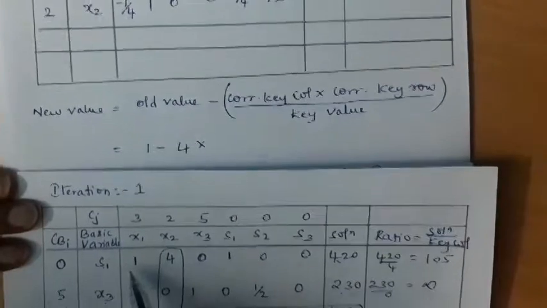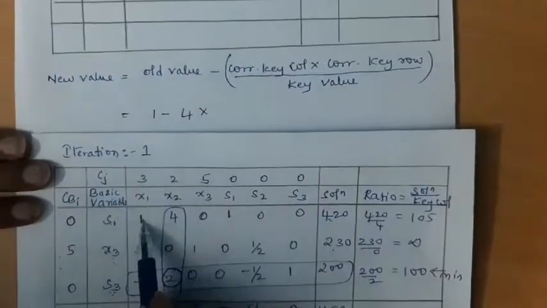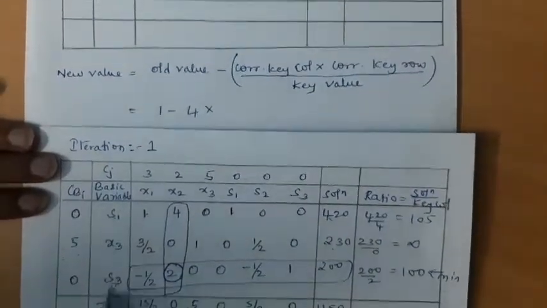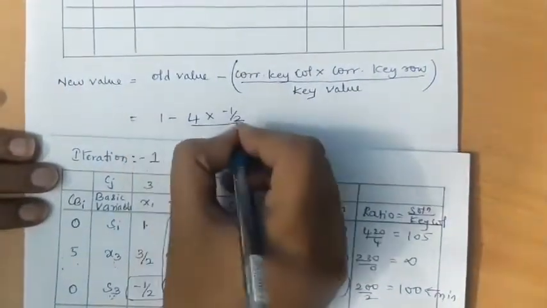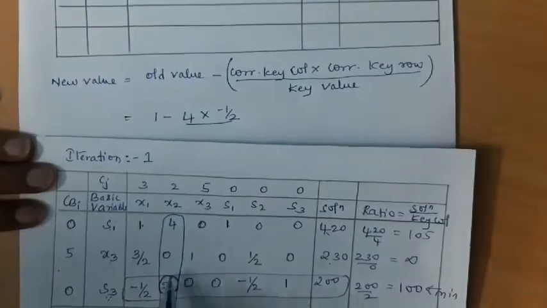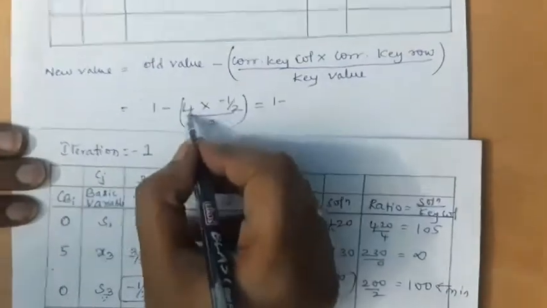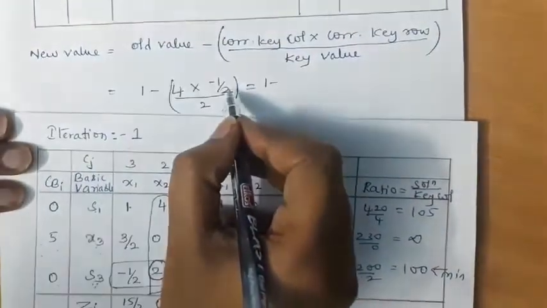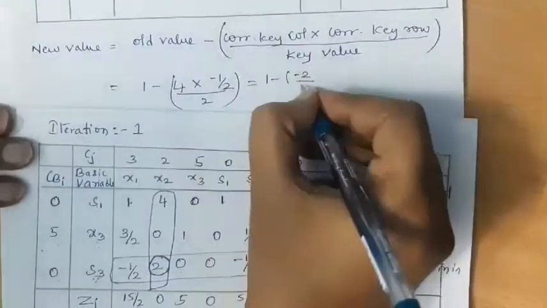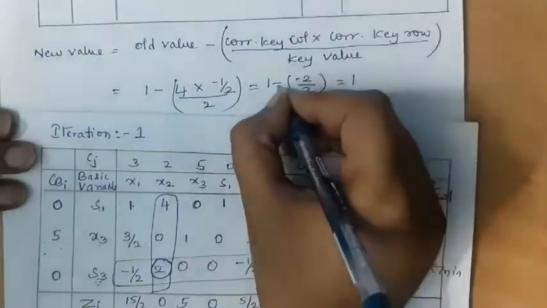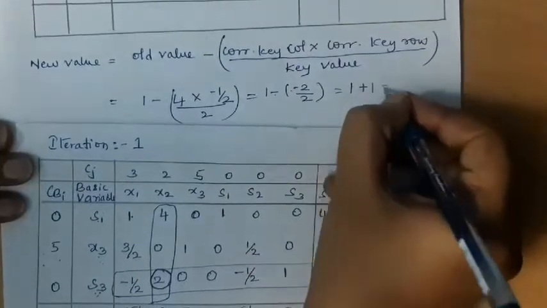the corresponding key row value. For 1, the corresponding key row value is minus 1 by 2. For 1, the opposite value in the key row we need to take down, that is minus 1 by 2. So minus 1 by 2 divided by the key value. The key value is 2, so write down 2. So simplify this. So 1 minus, here 4 into minus 1 by 2, so we get minus 2 divided by 2. So that is equal to minus into minus plus 2 divided by 2, 1. That is equal to 2.